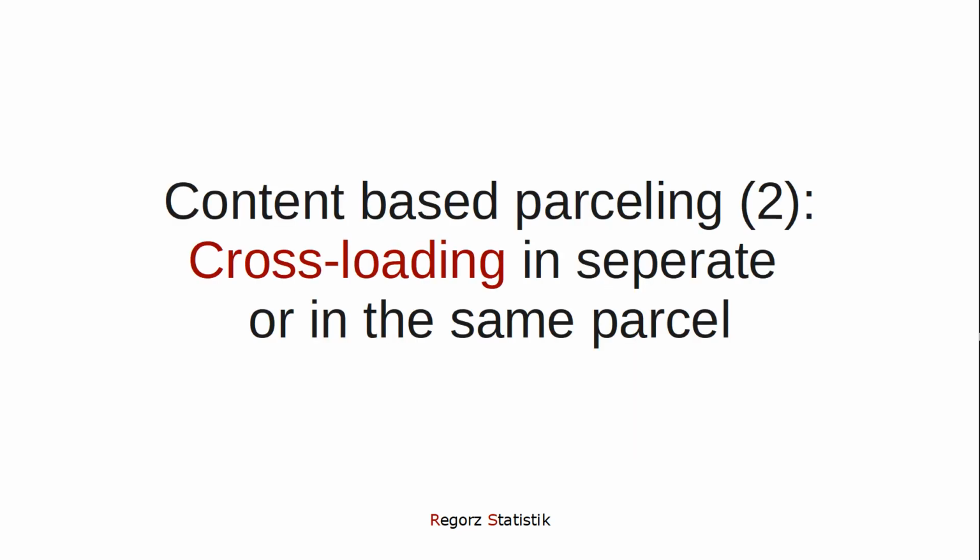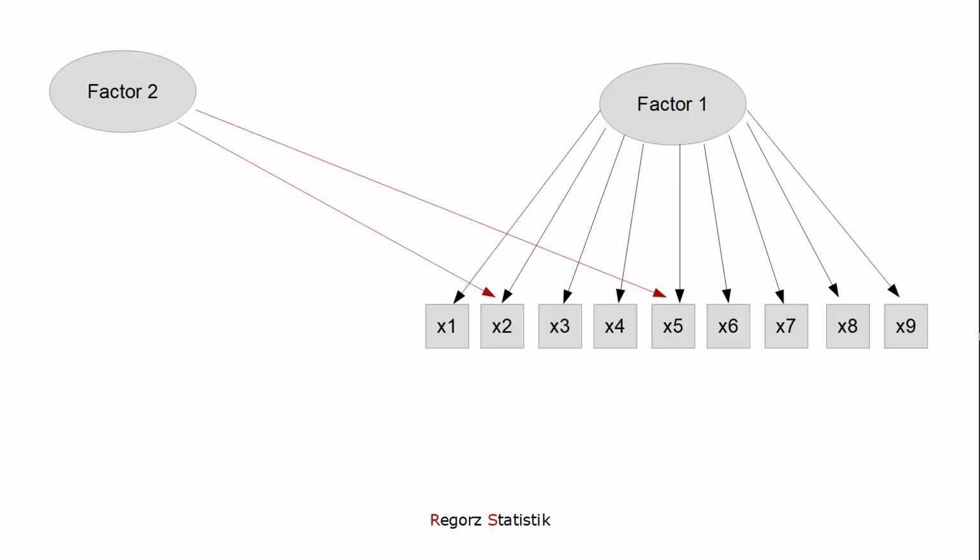If you have two or more items with cross-loading to another factor, you could put them in separate or in the same parcel, depending on the signs of the cross-loadings. Here we have two items, x2 and x5, with a positive cross-loading to factor 2. In this case, we would put those items in different parcels, thereby attenuating the cross-loadings.